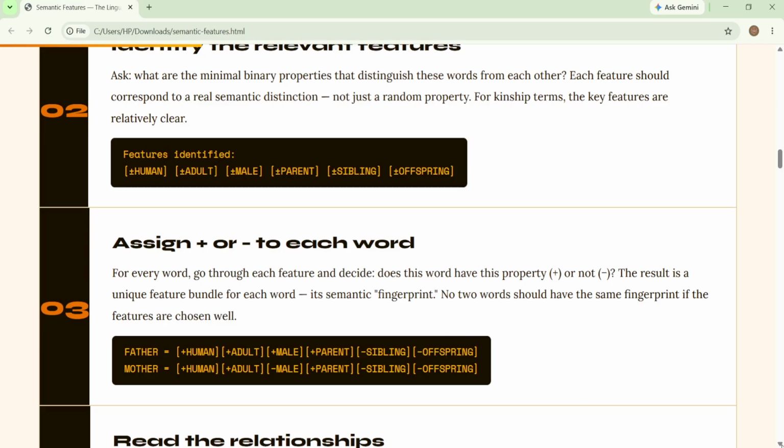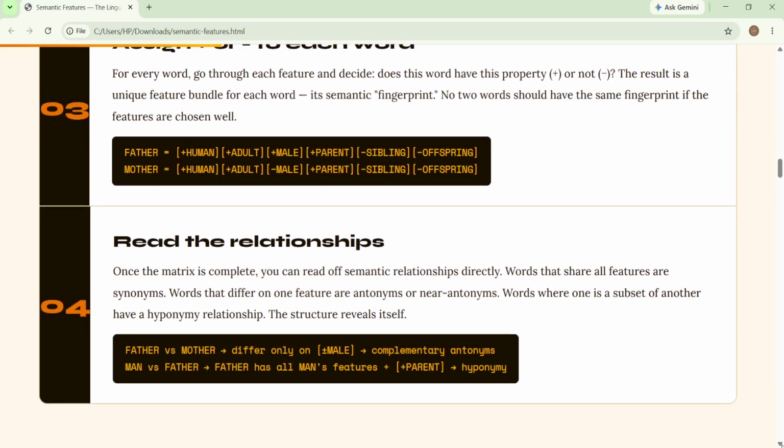So let's move on to the fourth step, which is to read the relationships. Once the matrix is complete, you can read off semantic relationships directly. Words that share all features are synonymous. Words that differ on one feature are antonyms or near antonyms. Words where one is a subset of another have a hyponymy relationship.